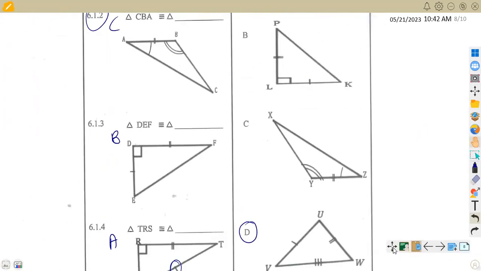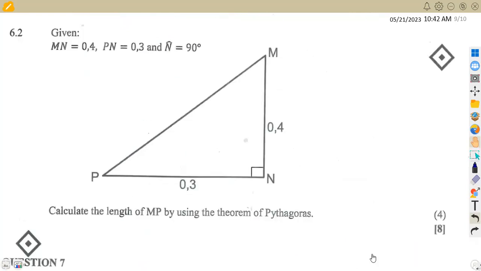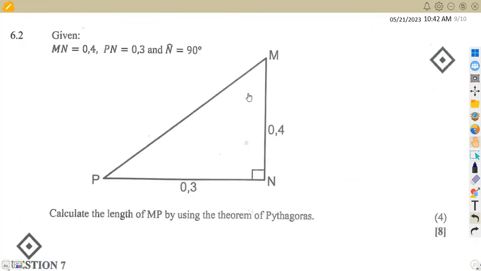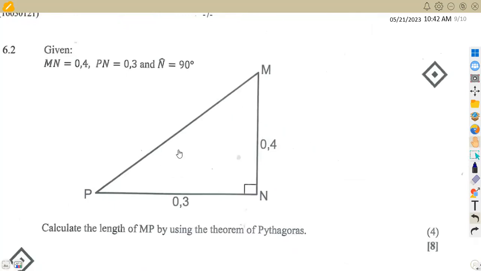All right, we move on to the other part of the question, which is question 6.2. In 6.2, we are given a triangle. From this given information, calculate the length of MP, using, you are told, guys, the Pythagoras theorem. Remember that the Pythagoras theorem states that the length of the hypotenuse squared, which is C squared, is equal to A squared plus B squared, or H squared, which is the hypotenuse. The hypotenuse is the longer side, which is MP.